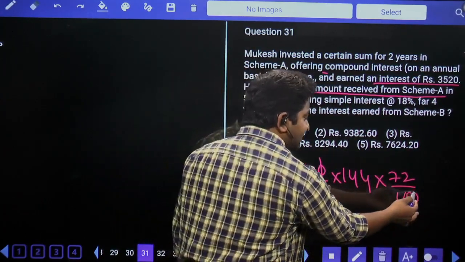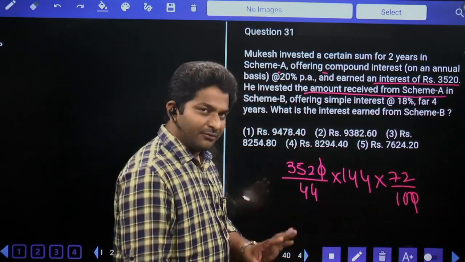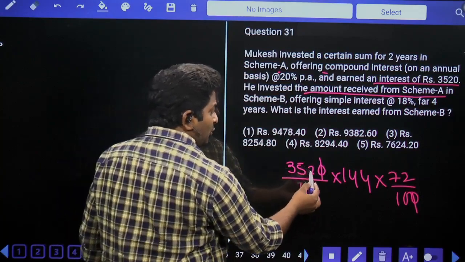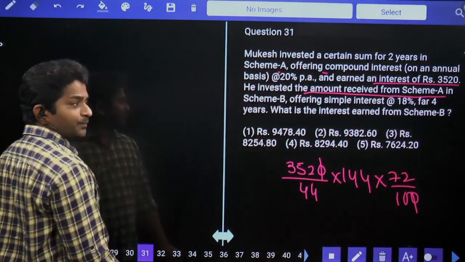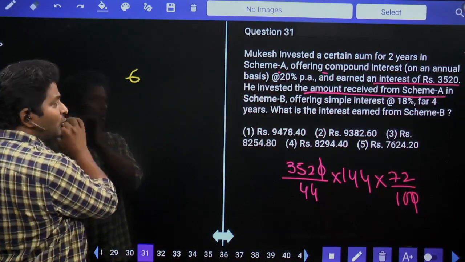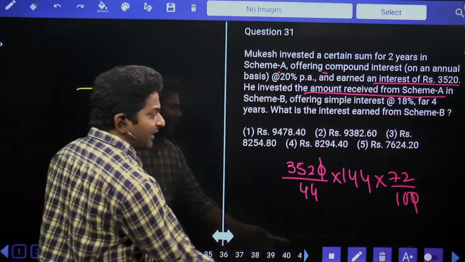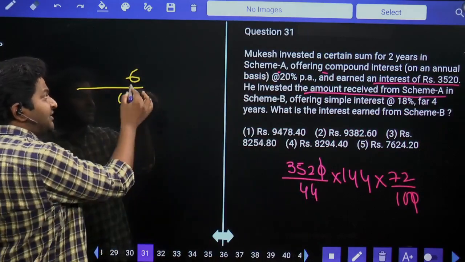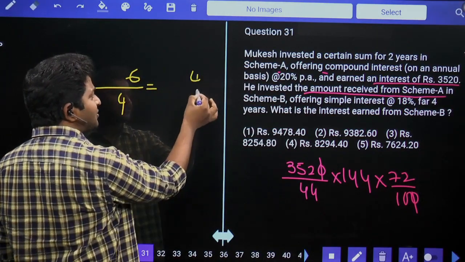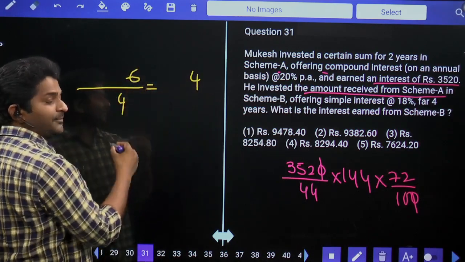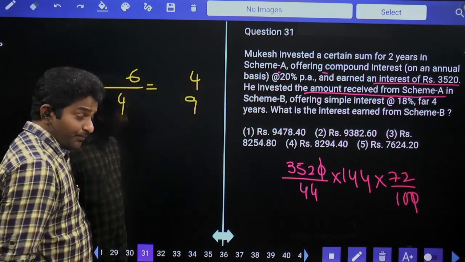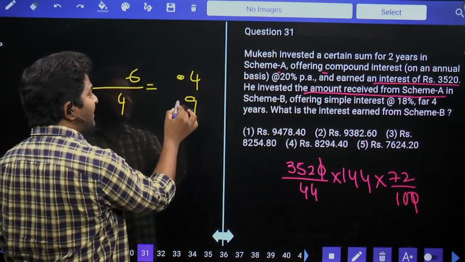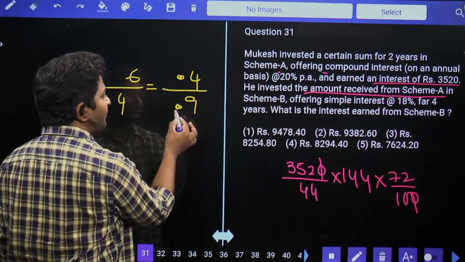Now 0, 0 gets cancelled. In the denominator there is 0. Forget about it because you will definitely get a decimal value. 2 into 4, 8. 8 into 2, 6. The numerator ends with 6. Forget about this 10. The denominator ends with 4. 6 by 4 in the sense your number should end with 4. 4 4 is 16, or it may end with 9 also. Because in the denominator we have 10, we will get one decimal. That means the answer should end with either 0.4 or 0.9.